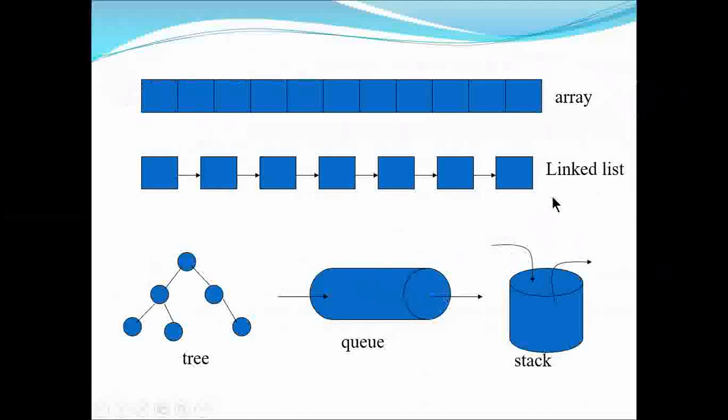Apart from these examples that I've used here to differentiate the two structures, we've got the stacks, which are also static. We've got the queues, which are also static. But for the dynamic ones, the trees are also dynamic.